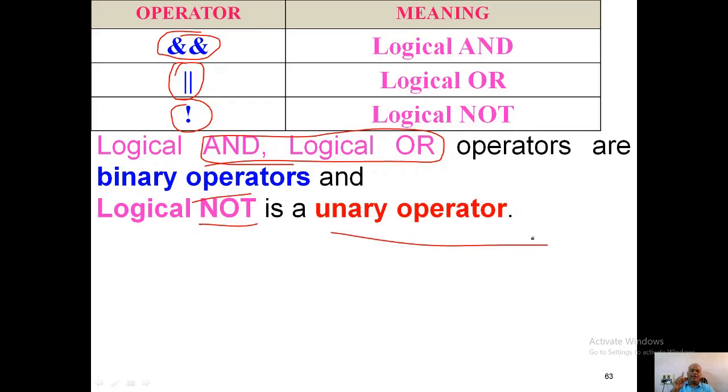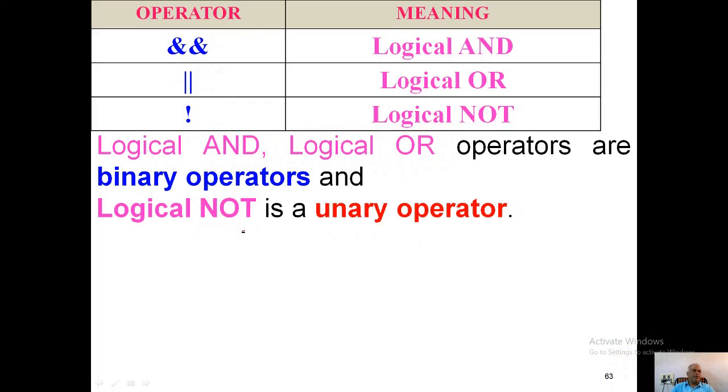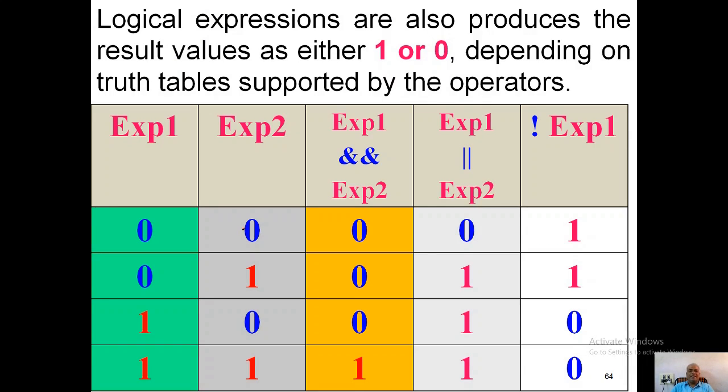Unary means it can operate on only one operand. So logical AND and logical OR operate as binary operators, and logical NOT can operate on only one operand. That is it. So let us look at this example.